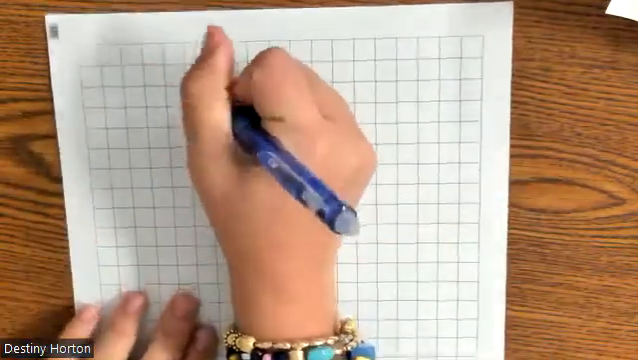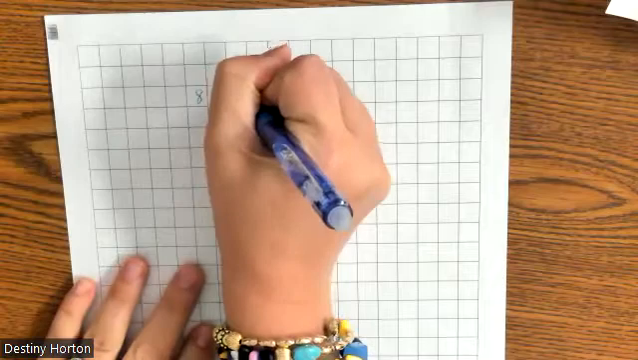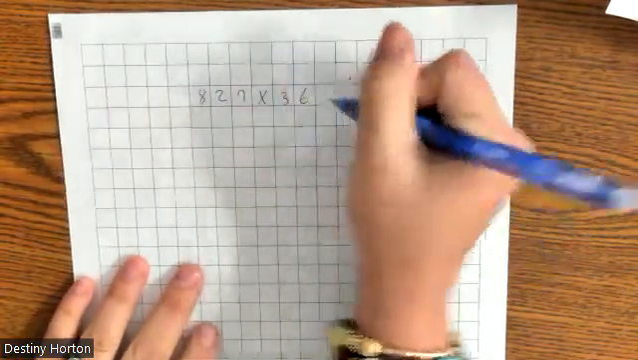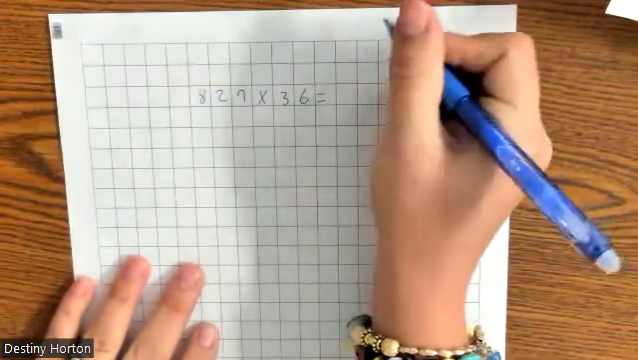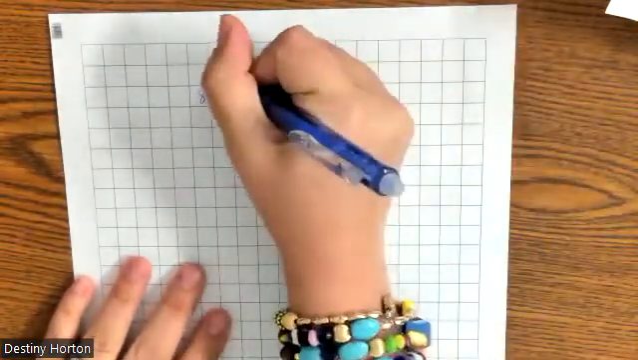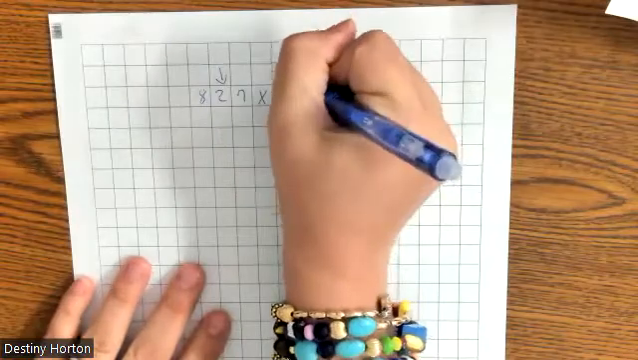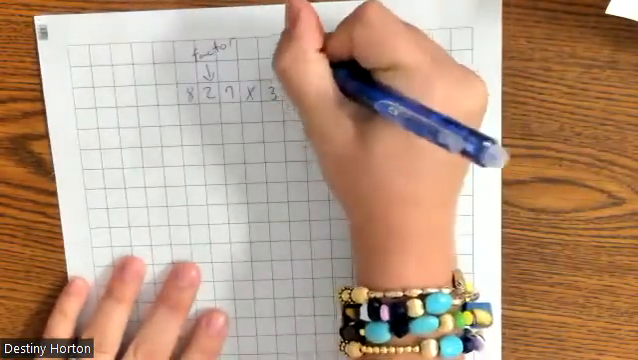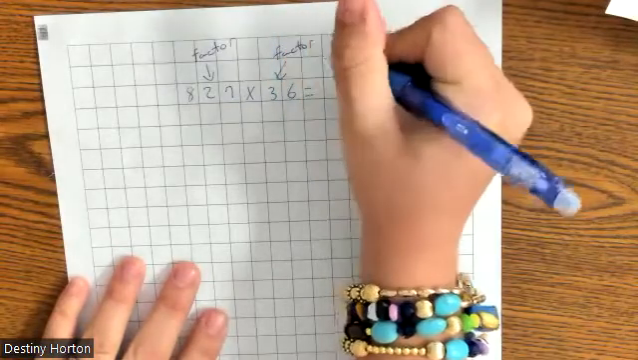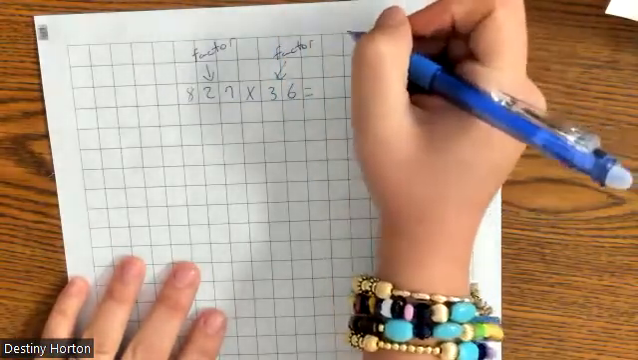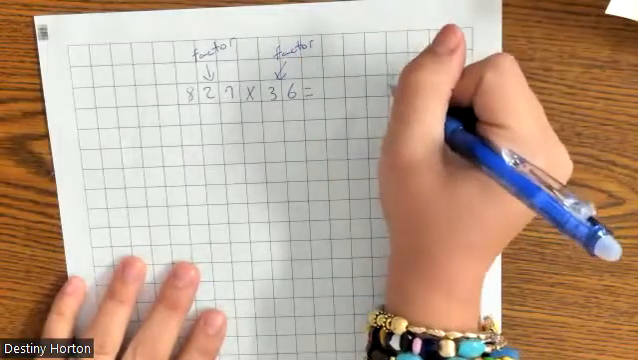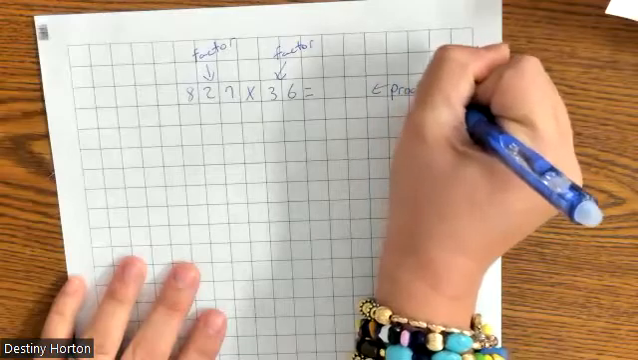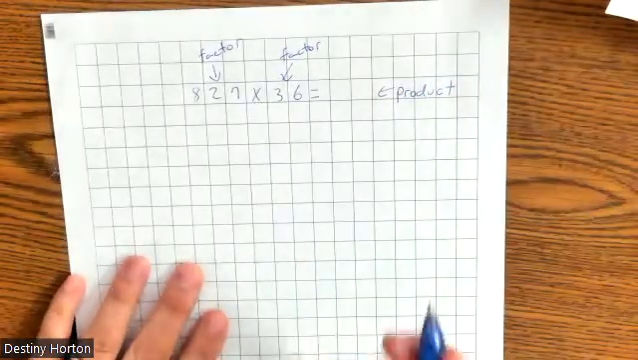So if I'm doing the problem 827 times 36, I first need to identify the parts of my problem. Well, the 827 and the 36 are each a factor. And factors are what we multiply together to get our answer of a multiplication problem, which is called the product. We won't fill in our product until after we do our work.